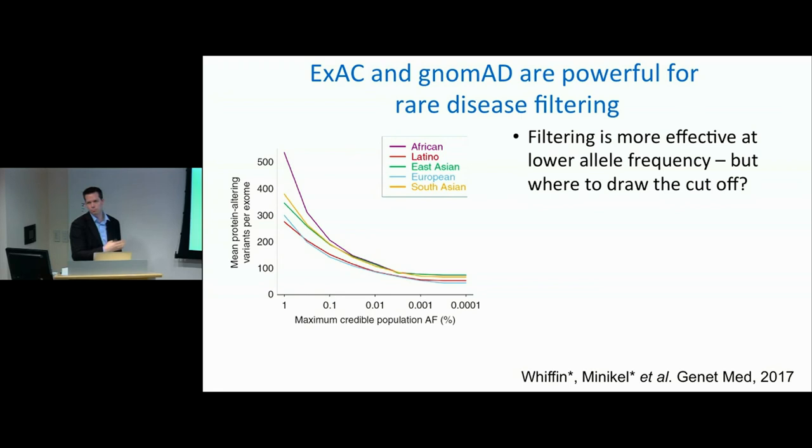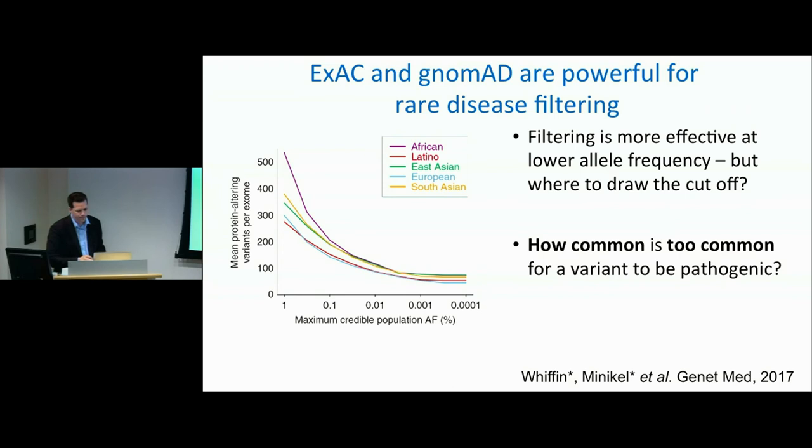But if you wanted to make sure you captured, for instance, a recessive disease variant, you may need to set the frequency threshold much higher, and that would leave you with many variants you would have to sift through to try and look for candidate causal variants. So the question is, for any given disease model, where should we actually draw that cutoff? Where should we put that line to say any variant that falls below that line are the only variants that I'm going to look at in this particular analysis? In other words, how common is too common for a variant to be pathogenic?